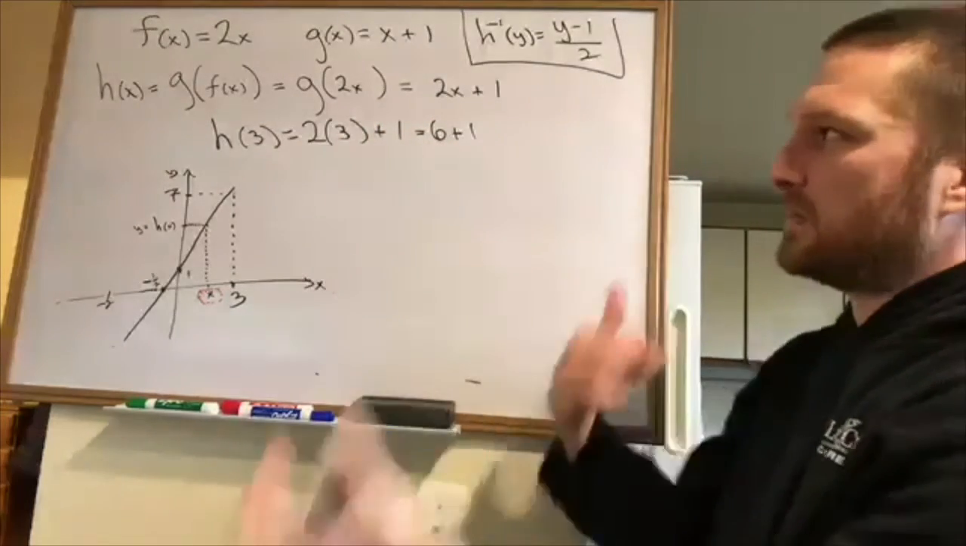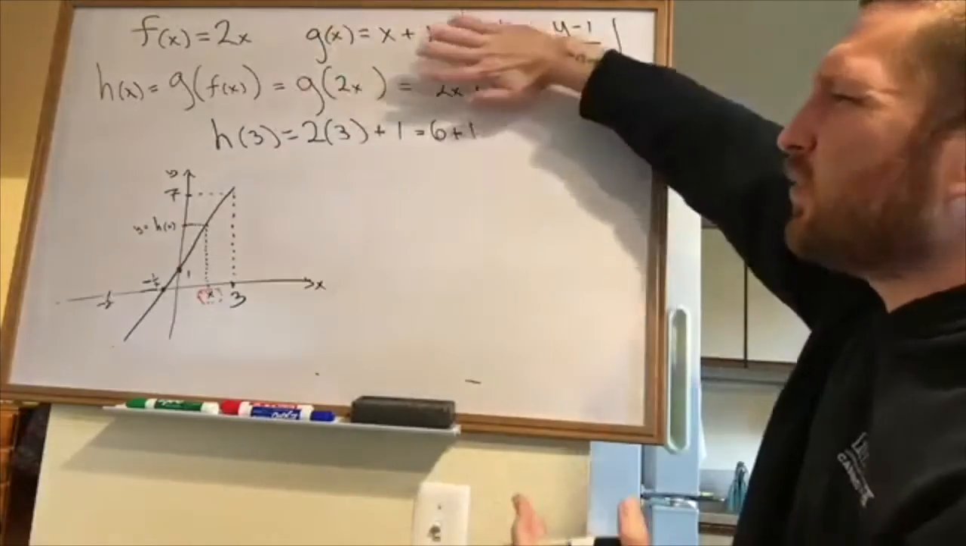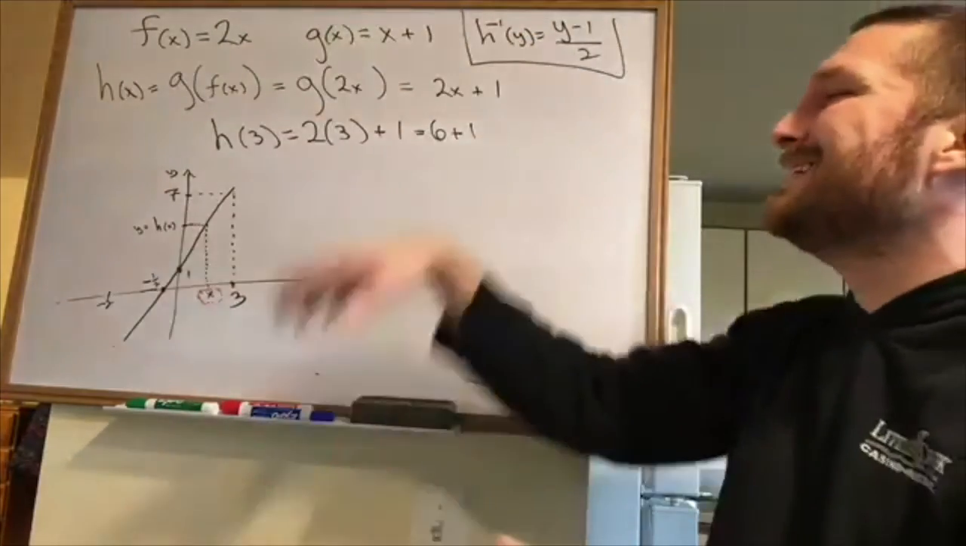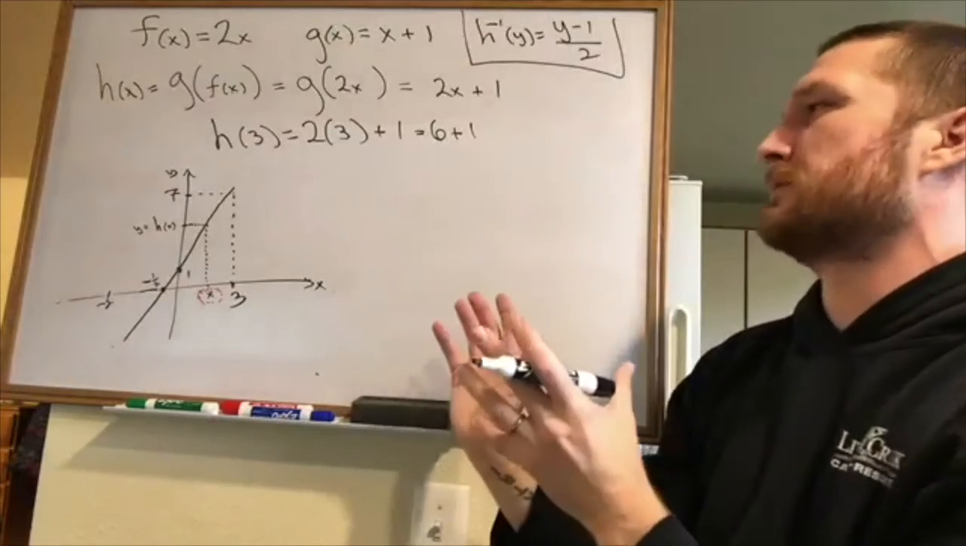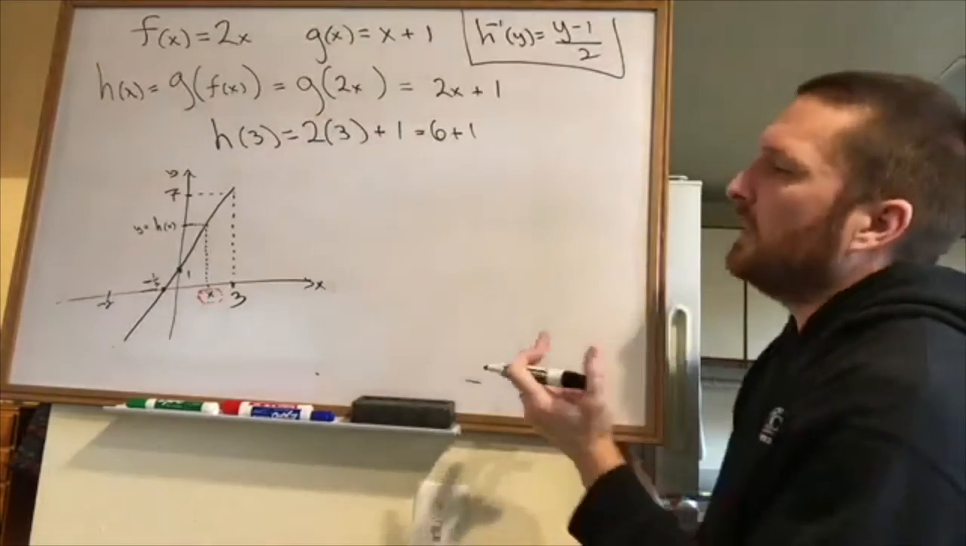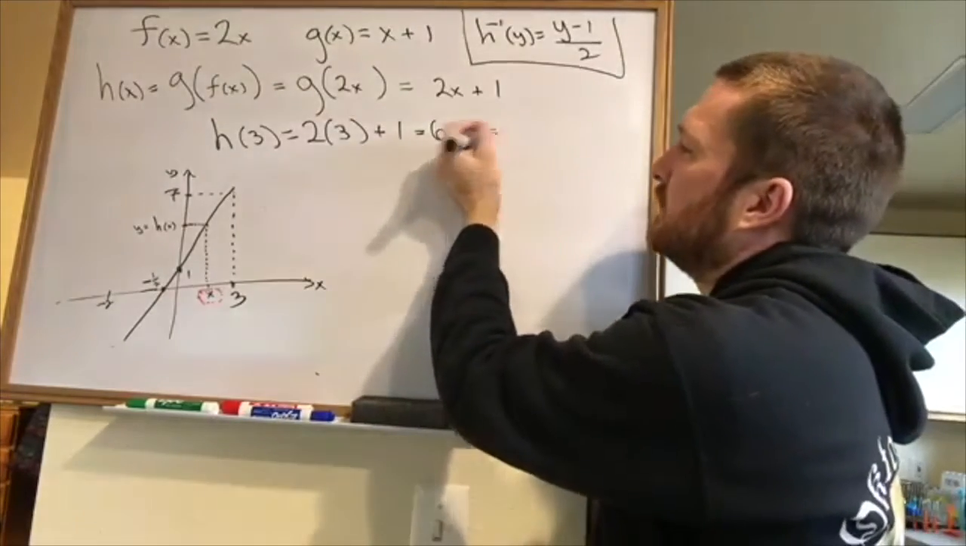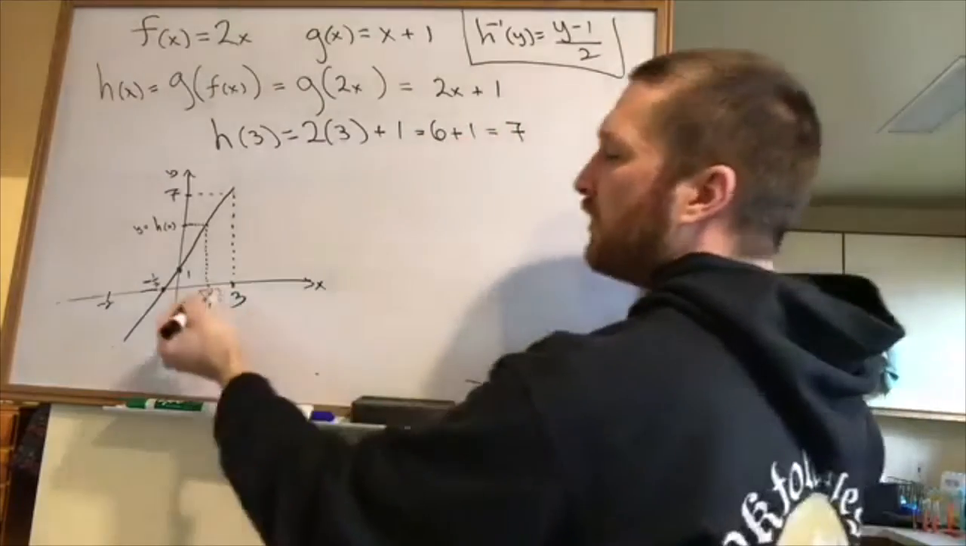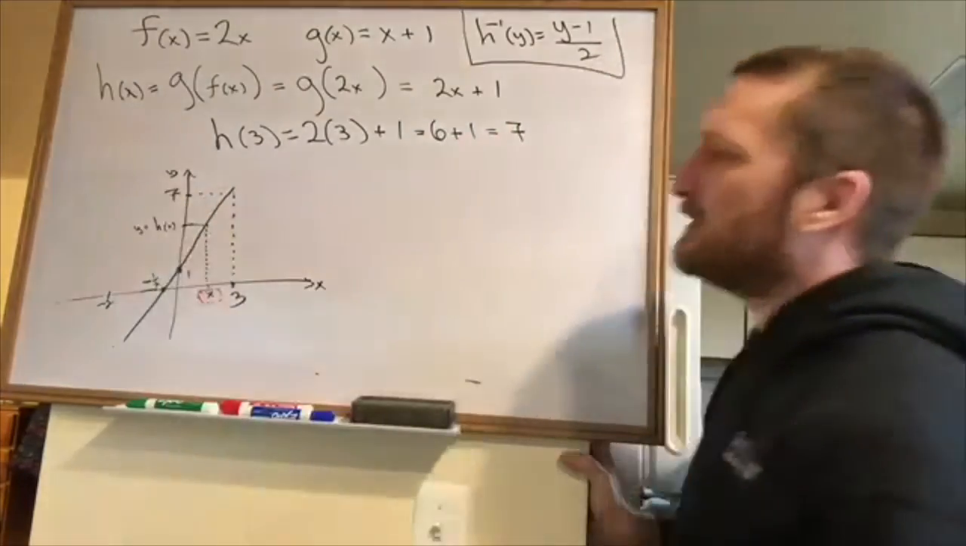Again, we think about this as a composition of functions. Don't worry so much about the composition right now. I just wanted to lead into this idea of inverses here. And so we end up getting out a 7. So when 3 is my input, 7 is my output.